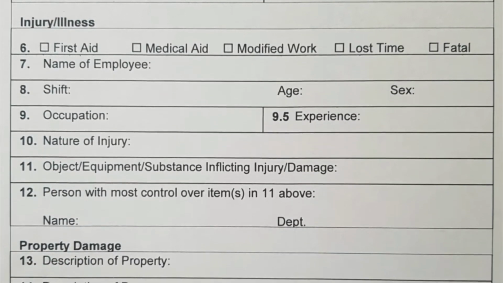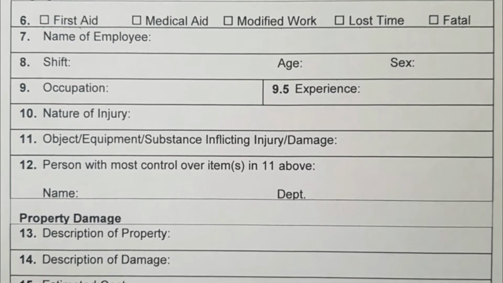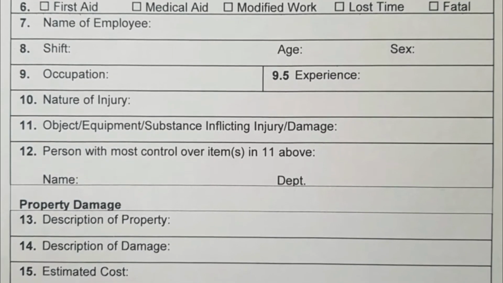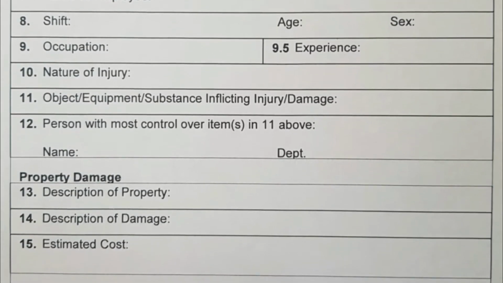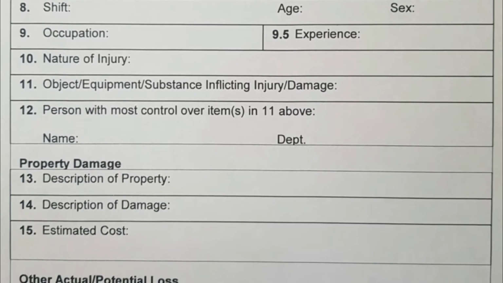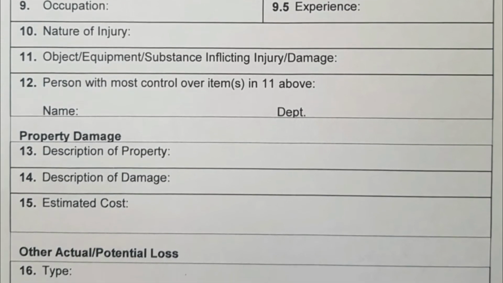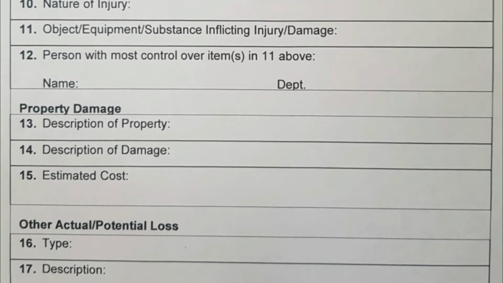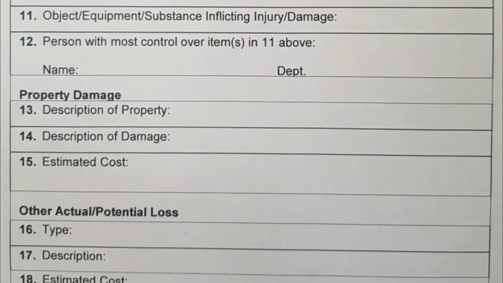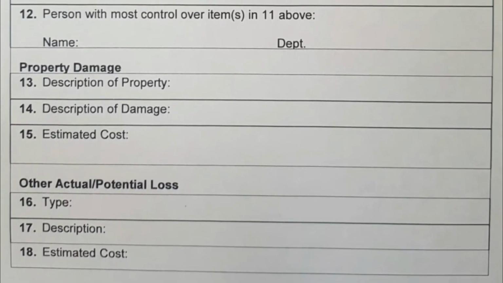What is the injury? Was it a first aid, medical aid, modified work? Was it lost time? Was it fatal? Name of the employee, shift, occupation, we can get some of that information in there. Go down to property damage: description of the property, description of the damage, estimated cost of repair. Somebody's got to pay for that, and that's why we investigate property damage too, so it doesn't happen again and we don't keep wasting our money.